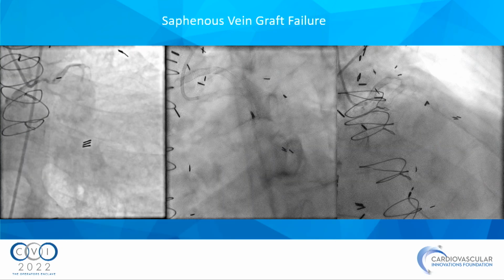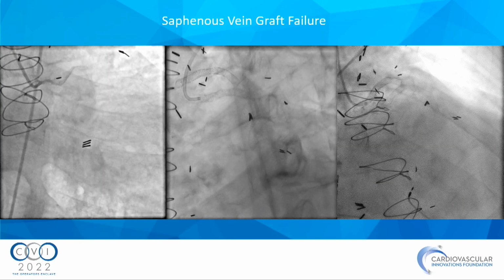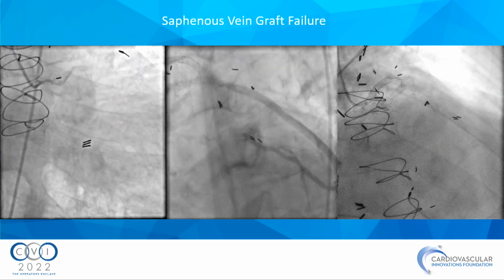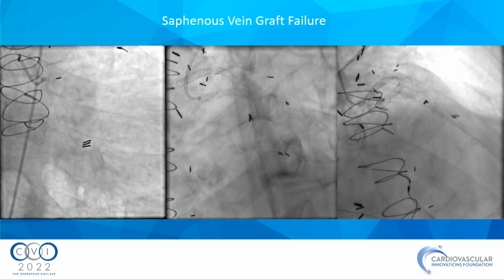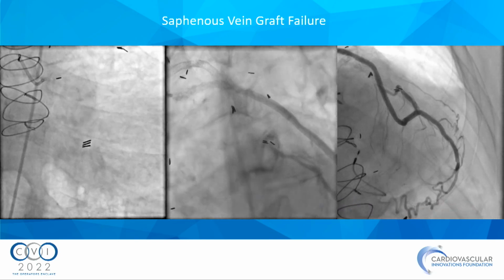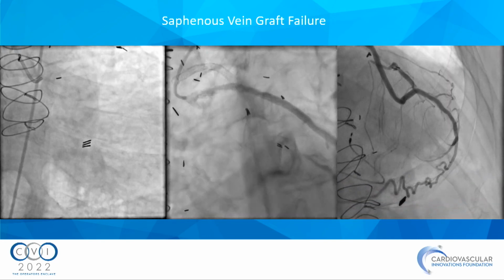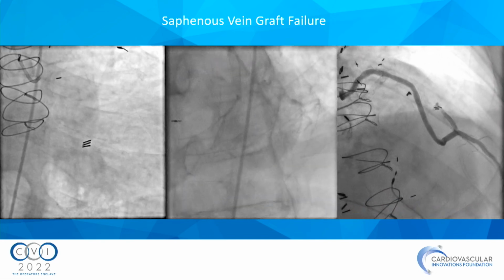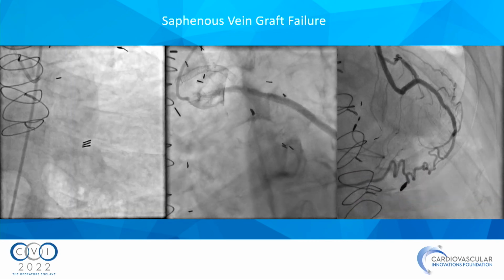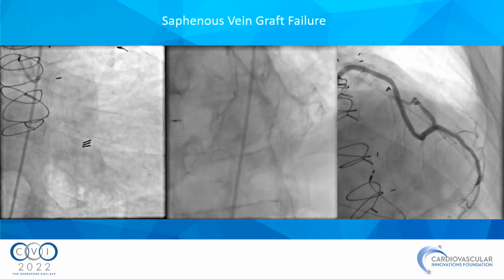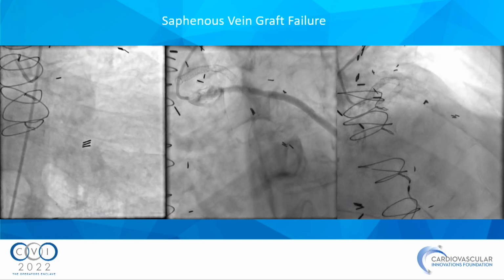An important mention is saphenous vein graft failure. We are seeing more and more patients who are coming with saphenous vein graft failure. In these situations, we really have to assess the risk-benefit of treating the native coronary artery, which we know has better outcomes when we treat natives versus saphenous vein graft, especially if they're failing.